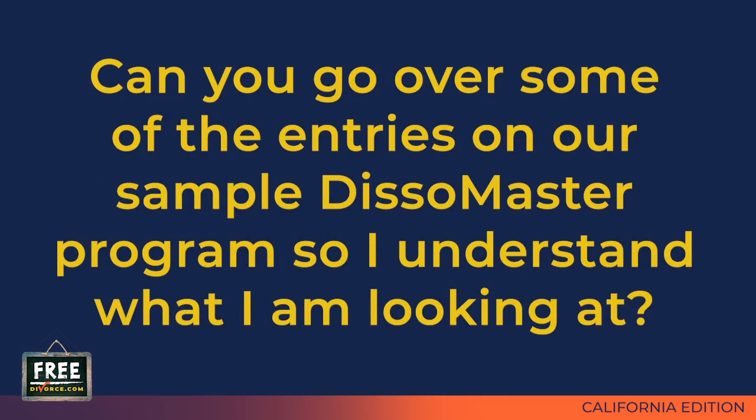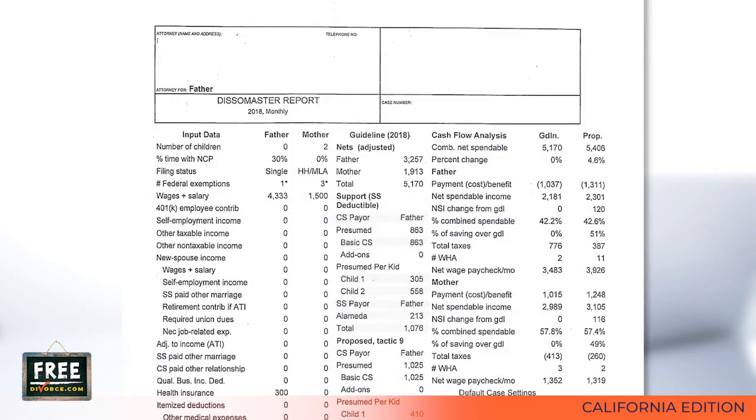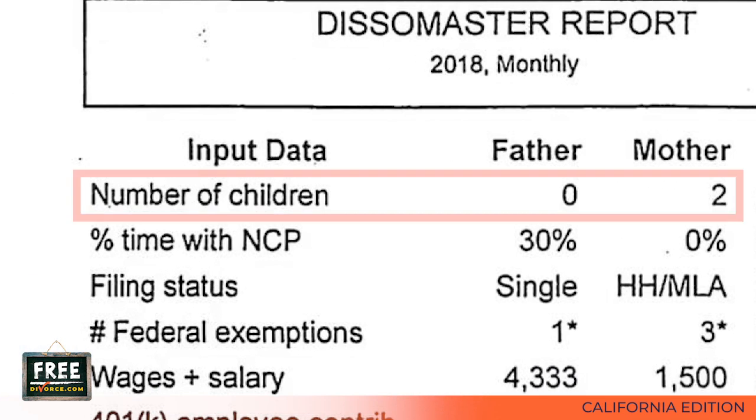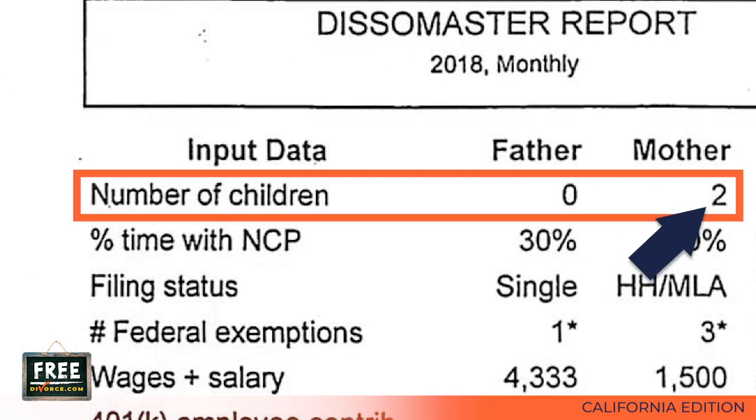Can you go over some of the entries on our sample Dissomaster program so I understand what I'm looking at? Sure. Take a look at the sample Dissomaster printout. We have used a fairly simple calculation as an example. We're assuming the parties have 2 children and the children reside primarily with mother. You can see those entries in the first data entry line that reads number of children. And we have 2 in the mother's column.